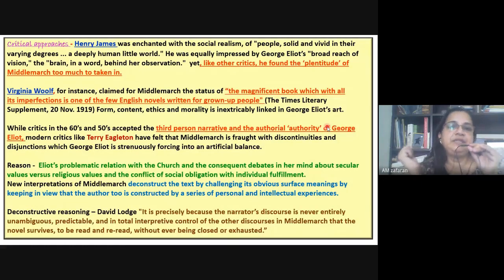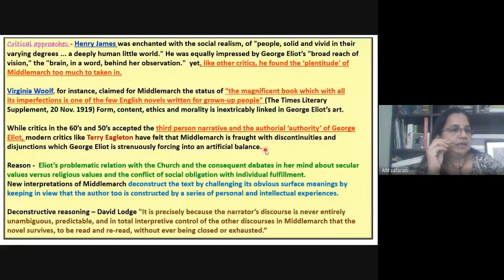While critics in the 50s and 60s accepted the third-person narrative and the authority of George Eliot, modern critics like Terry Eagleton have felt that Middlemarch is fraught with discontinuities and disjunctions which George Eliot is strenuously forcing into an artificial balance. So critics in the 50s and 60s enjoyed the third-person narrative from a removed perspective, and also the authority of the author in discussing the characters and what happens to them. But then modern critics like Terry Eagleton feel that there are lots of discontinuities and breaks, disjunctions, that happen in the novel, which George Eliot tries to bring into a kind of artificial balance. So that is the view of Terry Eagleton.